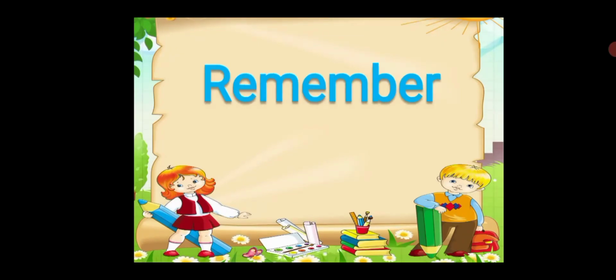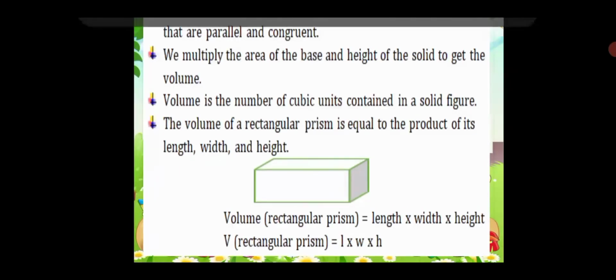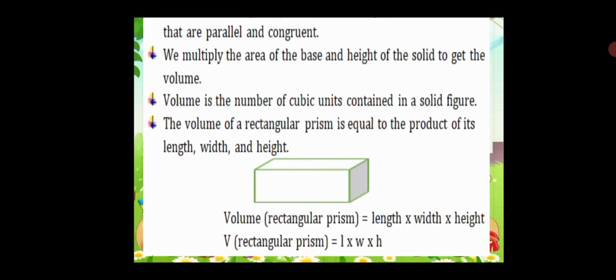Take note. Remember, cubes and rectangular prisms have rectangular bases and faces that are parallel and congruent. We multiply the area of the base and the height of the solid to get the volume. Volume is the number of cubic units contained in a solid figure. The volume of a rectangular prism is equal to the product of its length, width, and height.